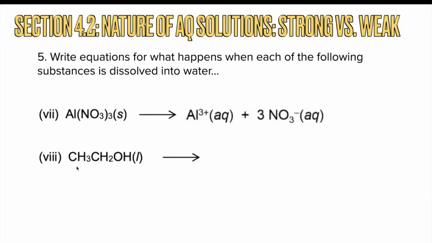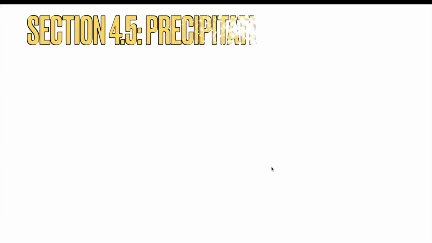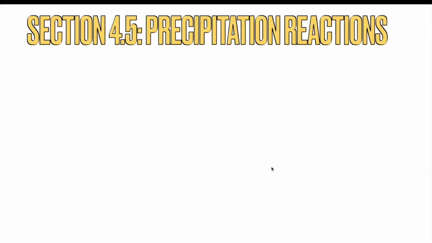And then what about this one? Well, that looks again like ethanol. And so remember, ethanol, methanol, anything that has this kind of pattern to it, it's trying to let you know that it doesn't ionize, but it does dissolve in water. It's a non-electrolyte. All right, 4.5, we're skipping molarity and we're moving on to precipitation reactions.